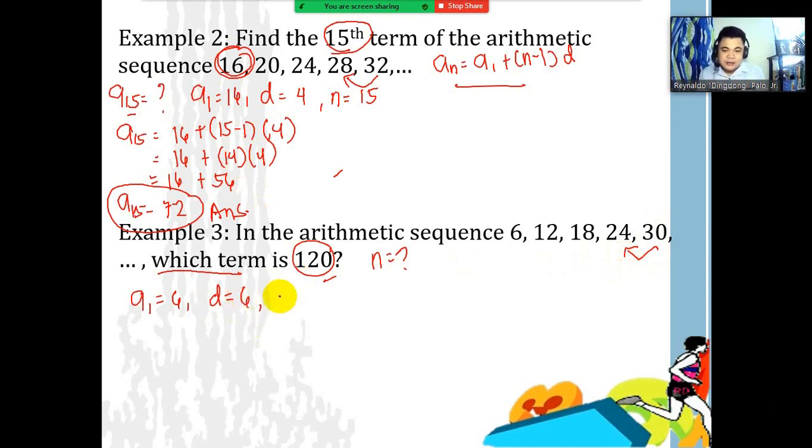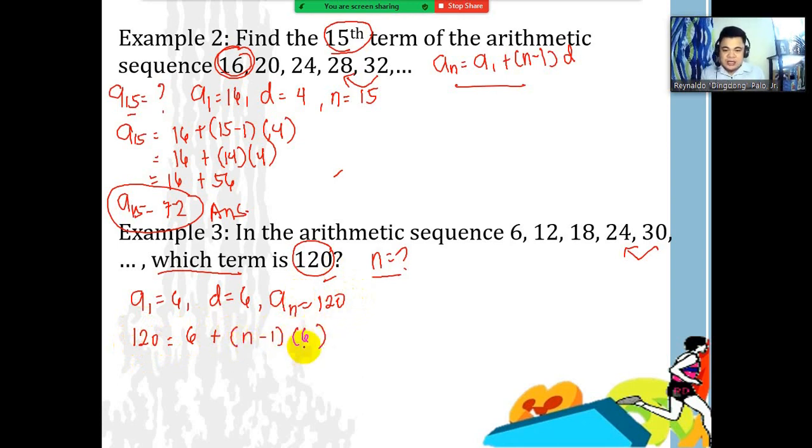And then your a sub n is given, which is 120, but we do not know the position of that term. So that's the problem that we're going to solve. We will be solving for the value of n. Then substitute the values. Your a sub n is already given, 120. Your a sub 1 is 6, plus your n is unknown, minus 1, times the common difference, which is 6.